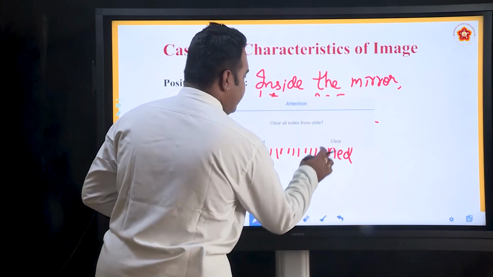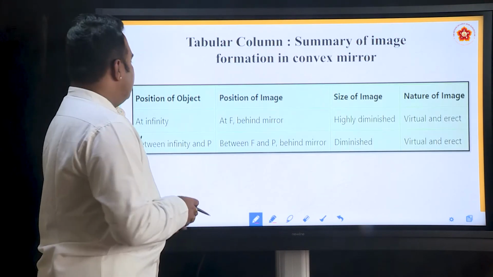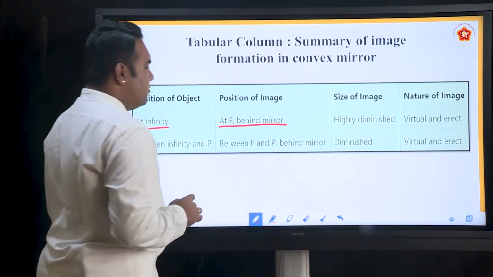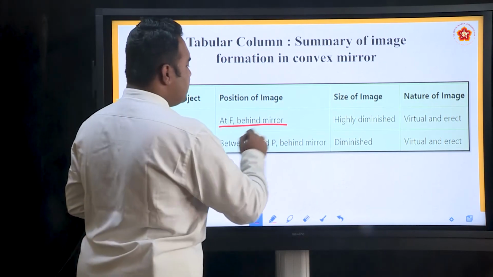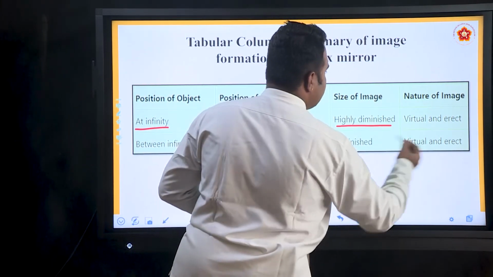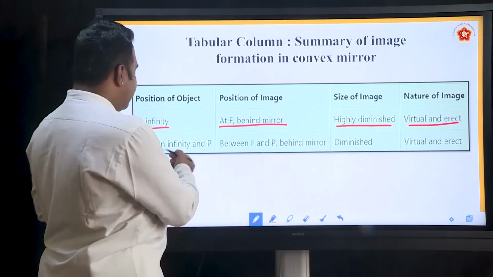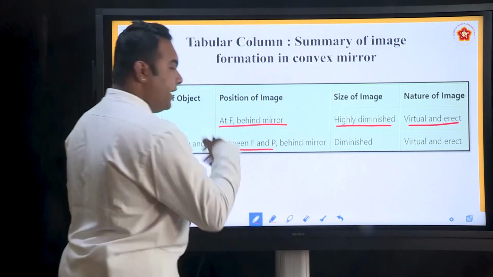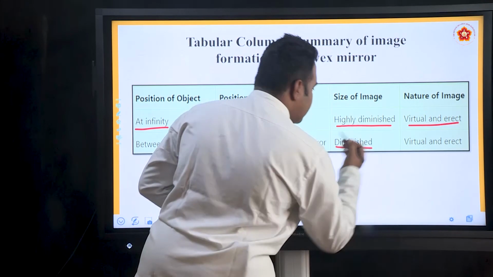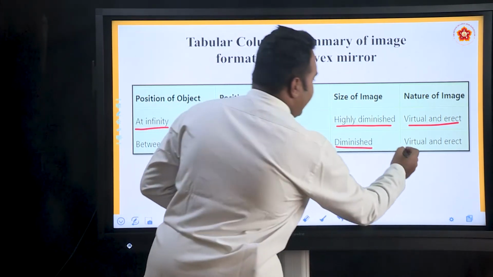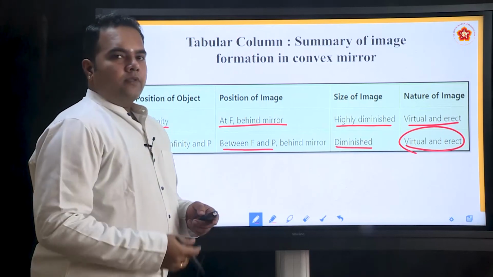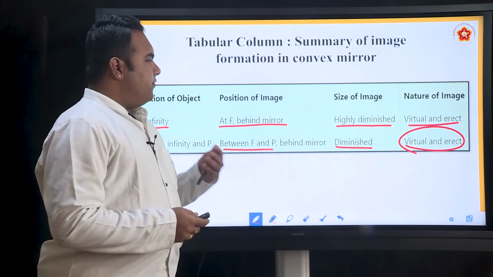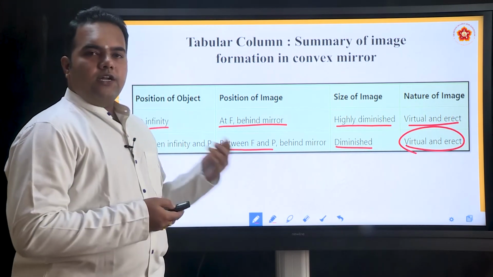So, therefore, when we show it in the tabular column, we see that when the object is placed at infinity, the position of the image is at the focus. For the first case, it is at the focus behind the mirror, the size is highly diminished, virtual and erect. In the second case, between infinity and pole, the position of the image is between focus and pole behind the mirror or inside the mirror, it is diminished, not highly diminished, it is a bit diminished, and it is virtual and erect.